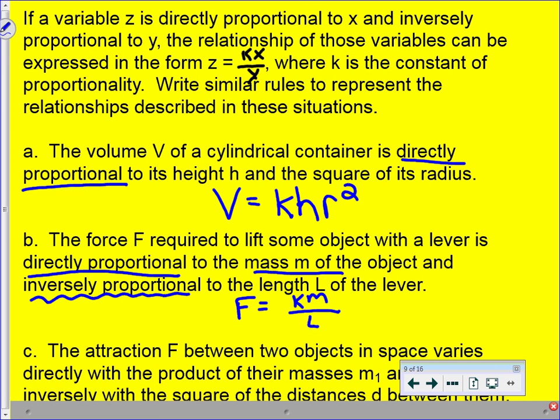And as you're going through, if you're reading the very last example, it says the attraction F between two objects in space varies directly with the product of their masses m1 and m2, but inversely with the square of the distance between them. I want you to pause this video and try this on your own. I'll write the answer up here as you pause it.